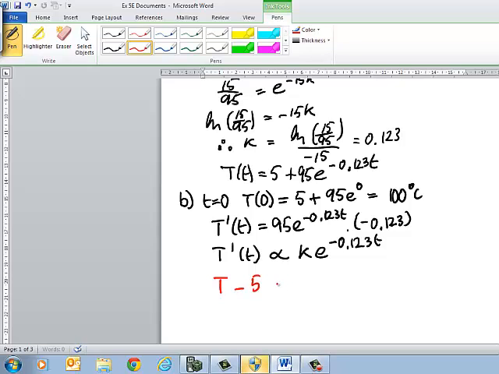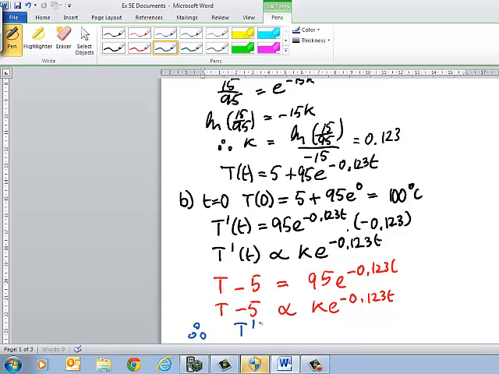Now if we also compare that to what we have up here, T take 5 would be equal to 95 e to the minus 0.123t, which we could say is T take 5 is directly proportional to some value k e to the minus 0.123t. So in this particular case, those two things are equal. T dashed is directly proportional then to T take 5.